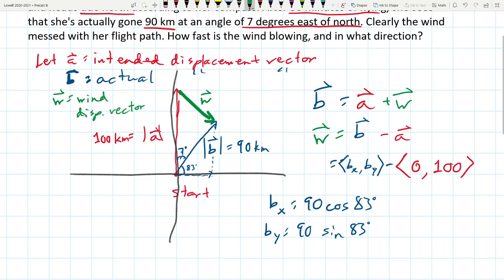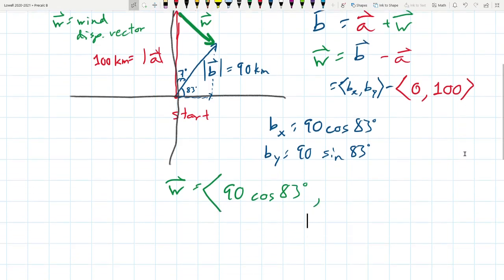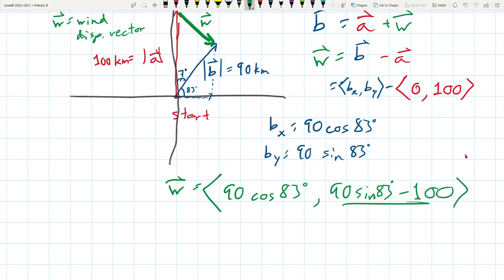So again, our wind vector here is going to be equal to, again, so when we're subtracting vectors, we just subtract their components, the corresponding components. So our wind vector is going to be 90 cosine of 83 degrees. That's its horizontal component, and its vertical component is going to be 90 sine of 83 degrees minus 100. Now just note it should be negative because the wind is pushing the plane southward. Okay. So let's actually calculate this.